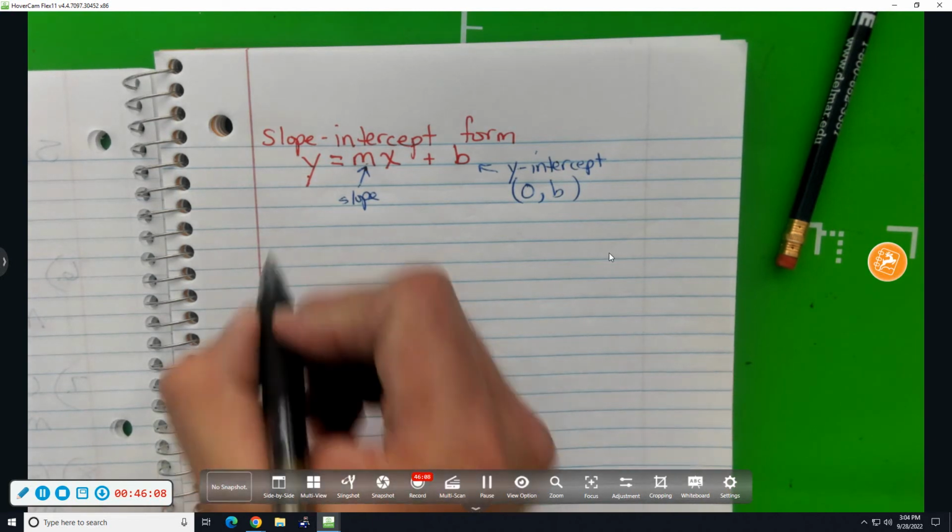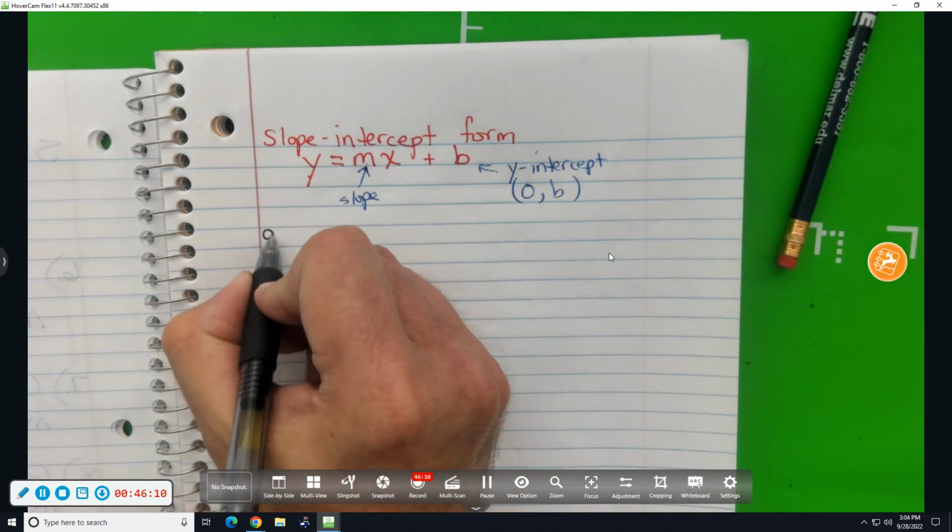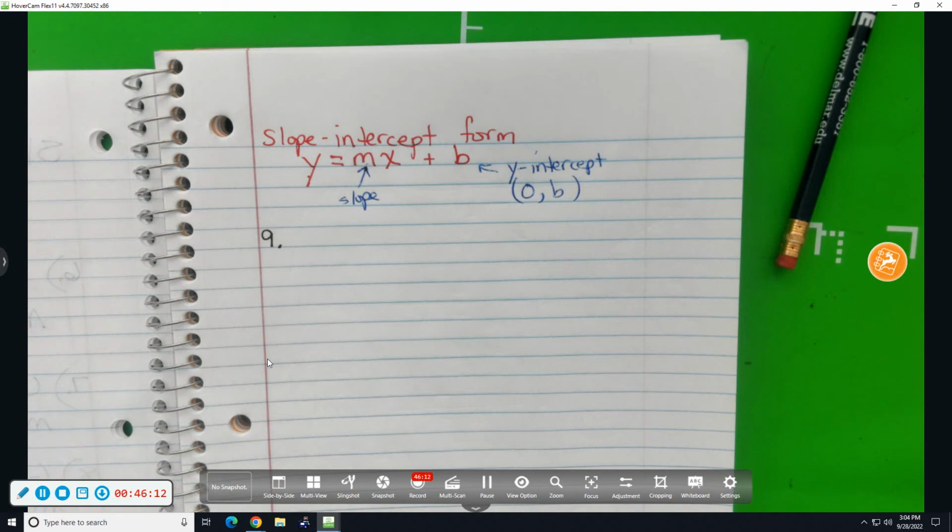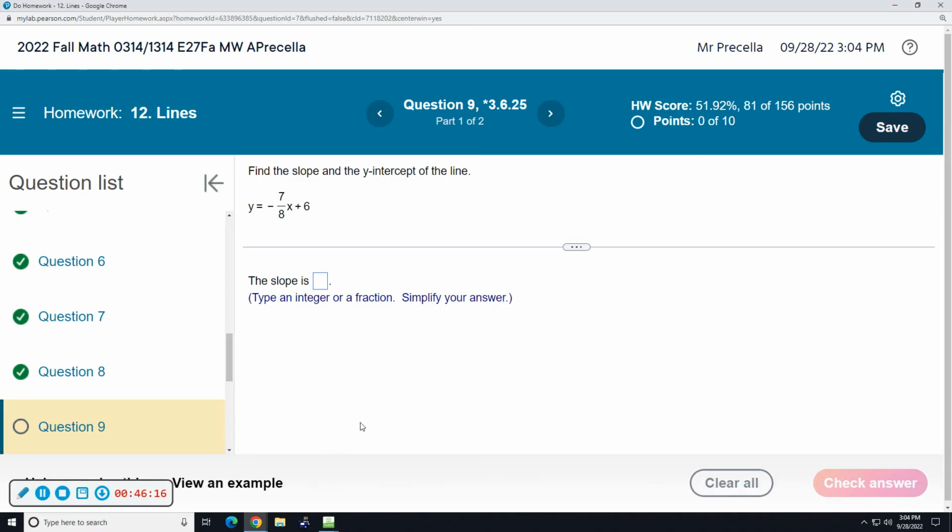So, problem number 9 is going to illustrate this, and it's one of the harder problems, so don't panic. It says find the slope and the y-intercept of the line. y equals negative 7 over 8 x plus 6.